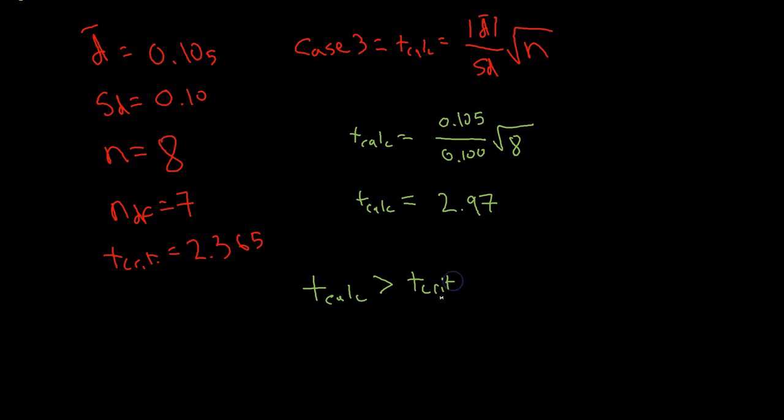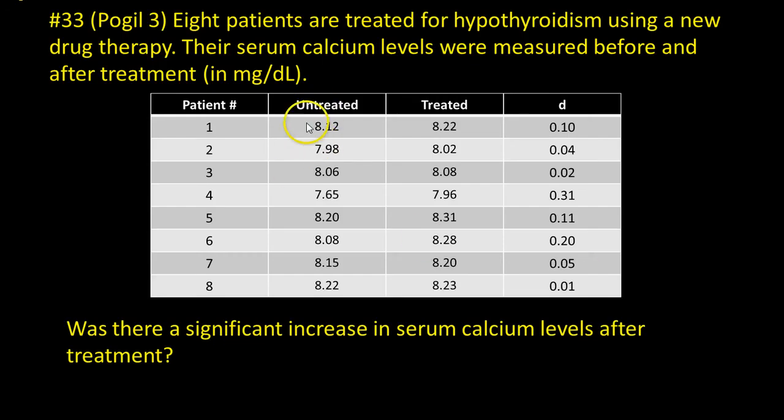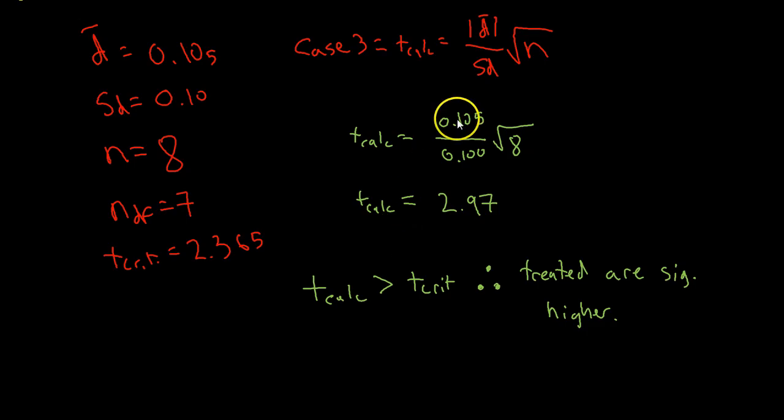So our critical value of t. So that means, therefore, these treated are significantly higher. Alright, so this is a real type of application you're going to see these in. Alright, so what we're looking at is untreated patient is given treatment, their calcium levels increase, and we have shown statistically that, in fact, this increase is significant.